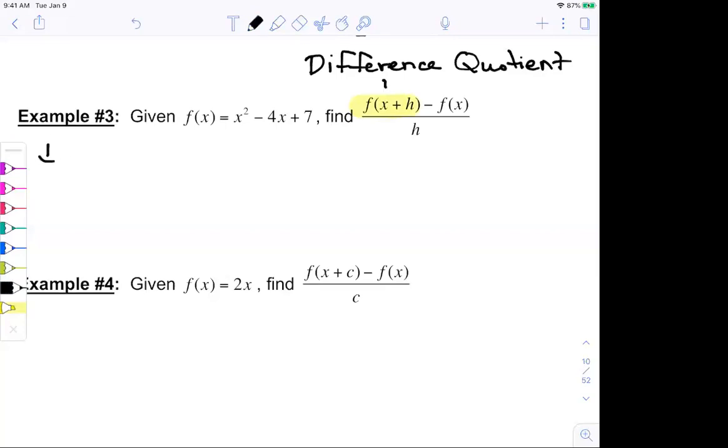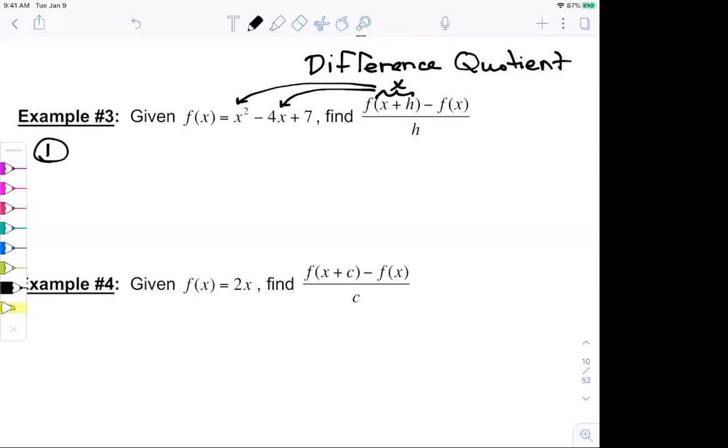So over here, step 1. Whatever's in parentheses is supposed to replace x in my function, because that's what that means. Go to the function, replace x with whatever's in parentheses. So we're going to go over here and we're going to replace x.